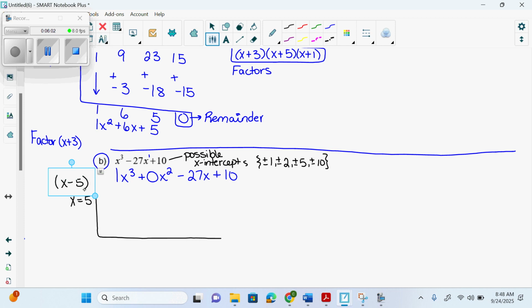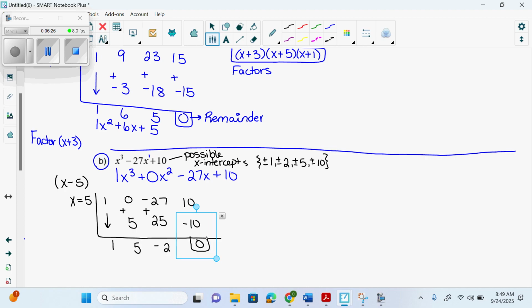Okay, so we put in our leading coefficients. 1, 0, negative 27, 10. Drop the 1. 5 times 1 is 5. Add it. 0 plus 5 is 5. Multiply. 5 times 5 is 25. Add it. Negative 27 plus 25 is negative 2. Multiply is negative 10, and then you should be happy because your remainder is 0. If it's not, you did not grab the x-intercept, or you made a mistake in the math.